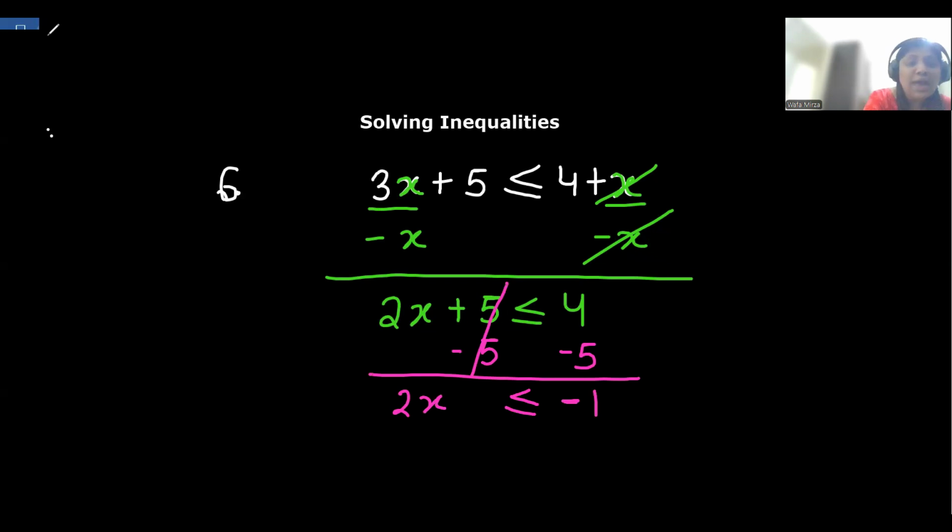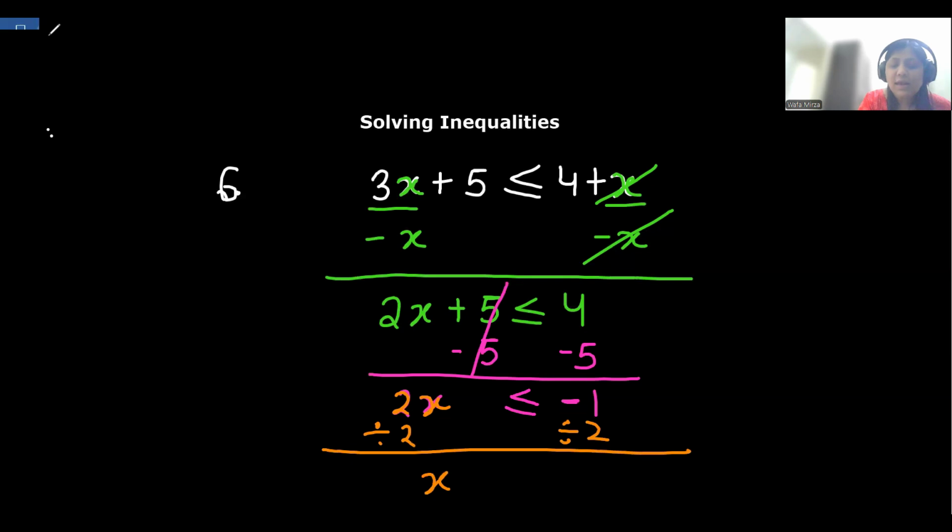Lastly, 2 and x are in multiplication. If I want to get rid of this 2, the inverse of multiplication is division. So I will divide both sides by 2. So 2 divided by 2 is 1. x is less than or equal to minus 1 by 2.